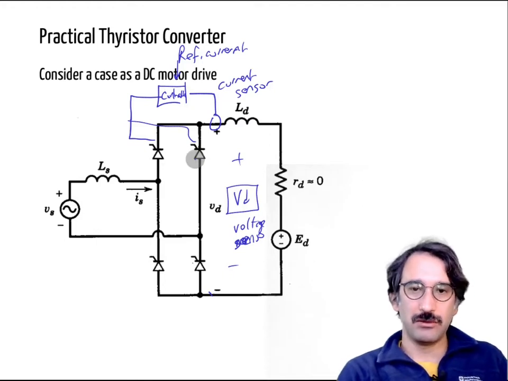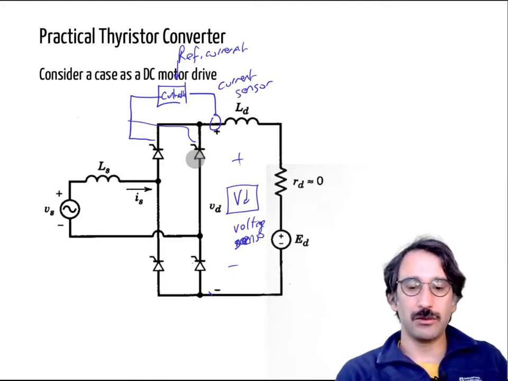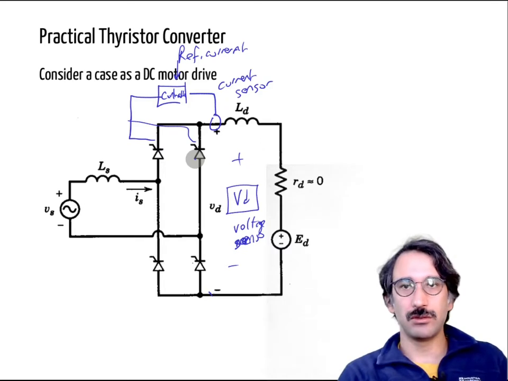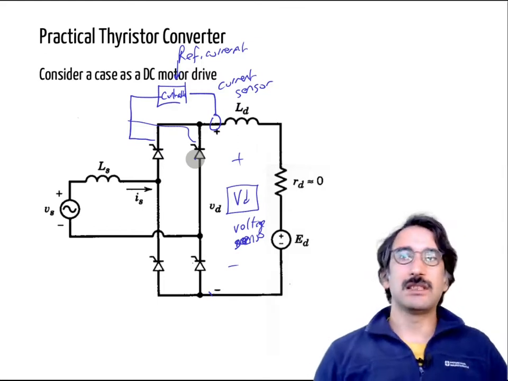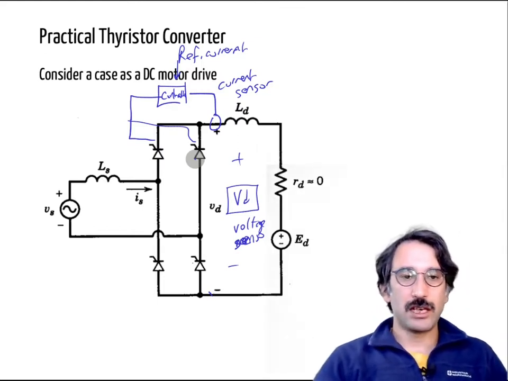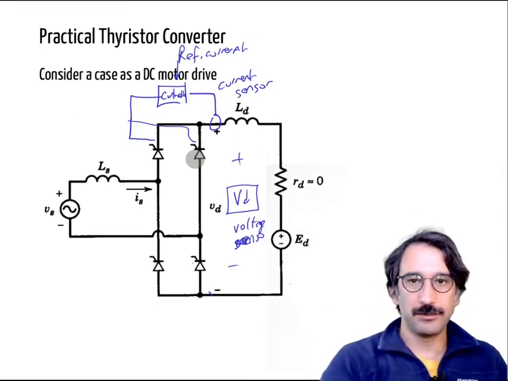So you have some kind of feedback loop, okay? If you have that feedback loop, even if your converter gets into the discontinuous conduction mode, you know that, and then you have the option to fix it, and you can keep the output voltage or current at the desired value.